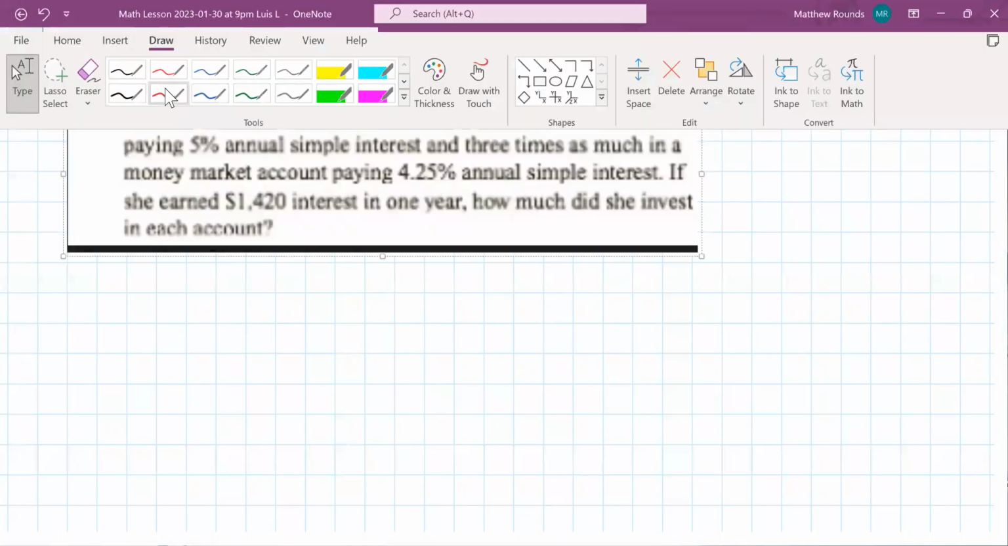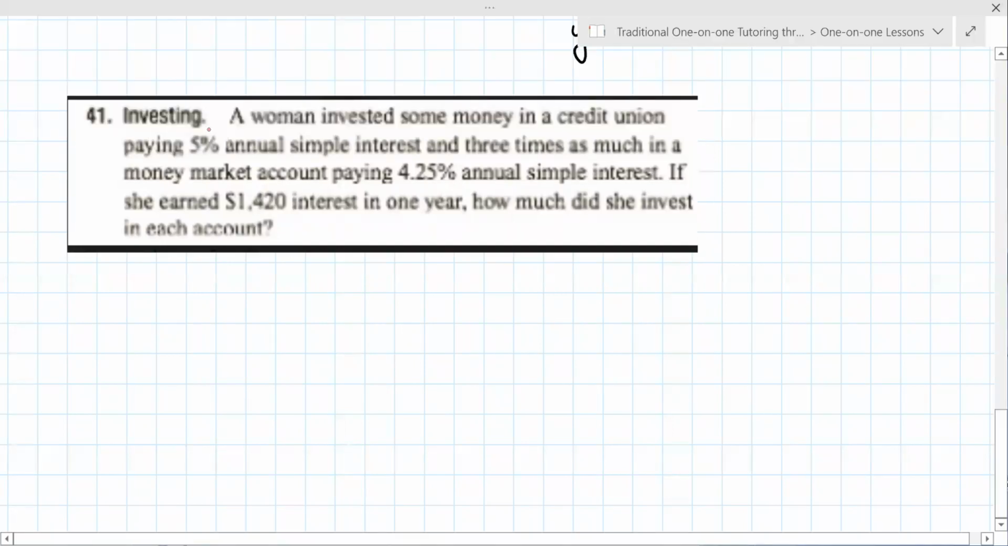So the difference between this problem and the previous one, and sometimes it's good to read it twice, is you don't get the total. It doesn't say like she invested a total of $10,000. It says that she invested some money at 5%, and some other money at 4.25%. So you do have the interest equation. Like what I'm trying to say is you're used to getting a total equation and an interest equation, and this time you're just given the interest equation.